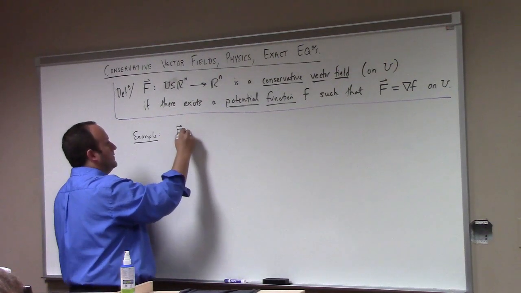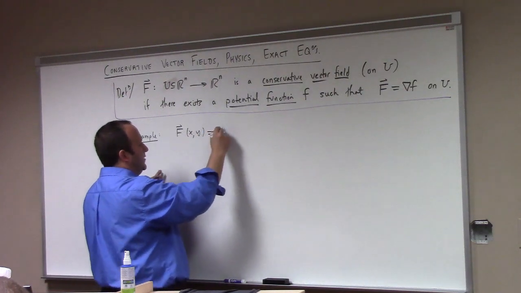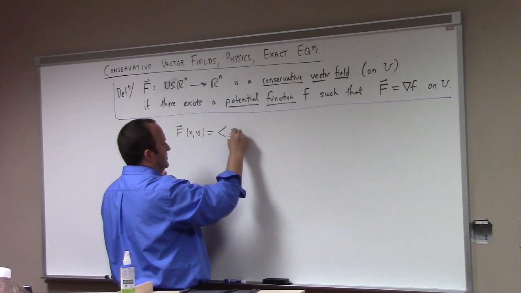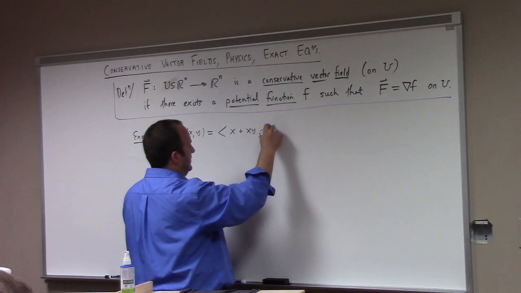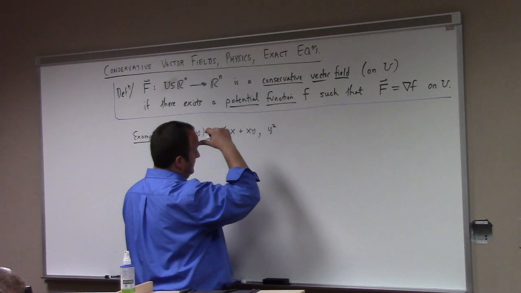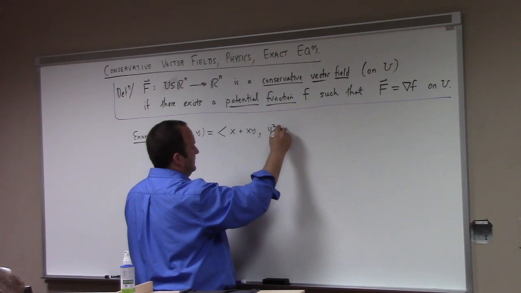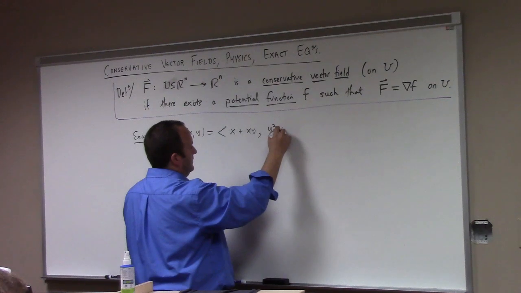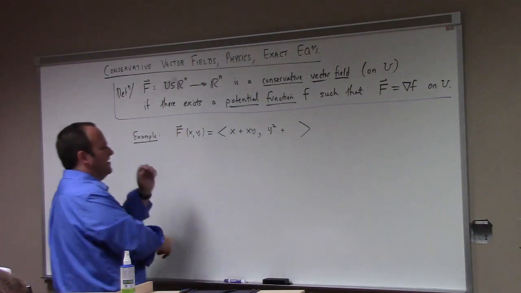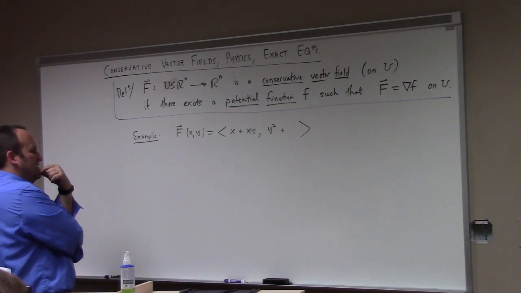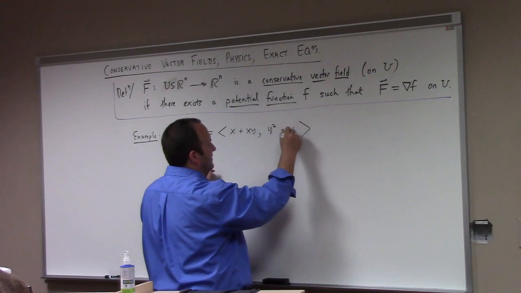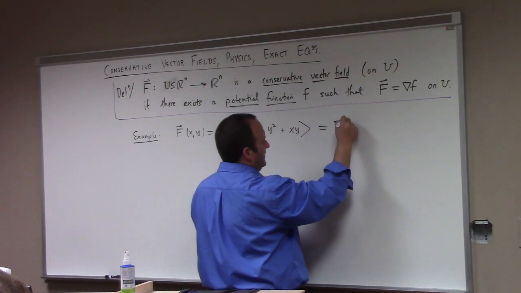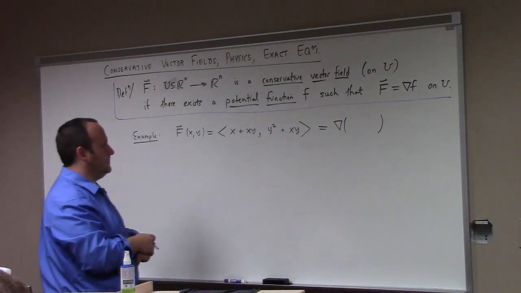If I have F, and I'll keep it two-dimensional for the moment, F of x comma y equal to, I don't know, how about x plus xy, and then y squared, and let's see here. Put something there, trying to think. Maybe xy works. The question is, is this the gradient of some function?